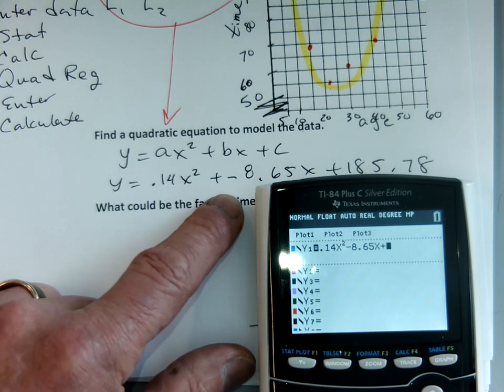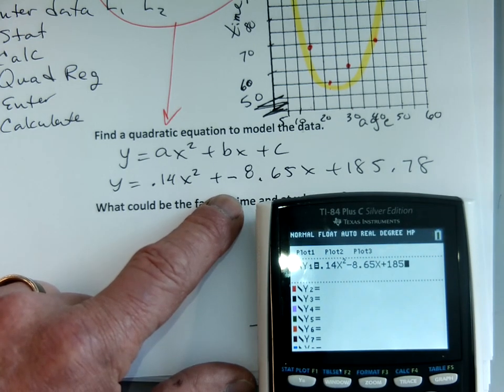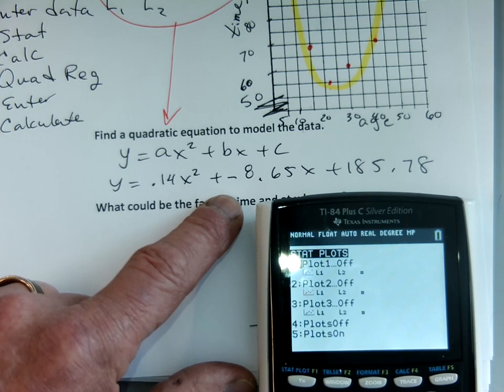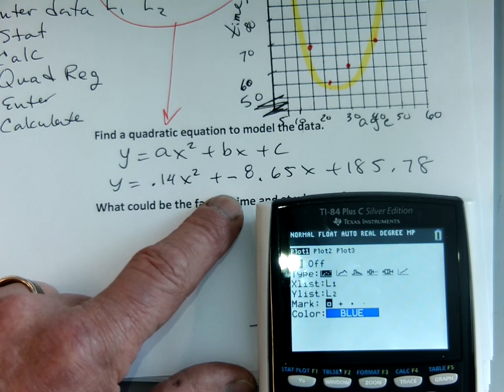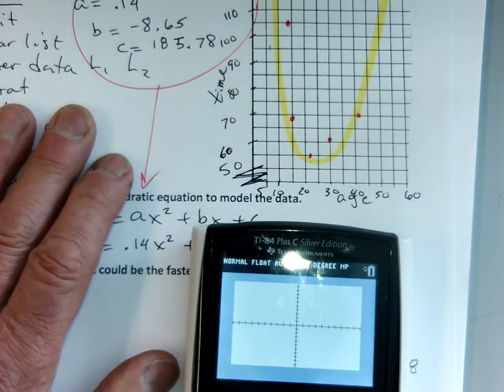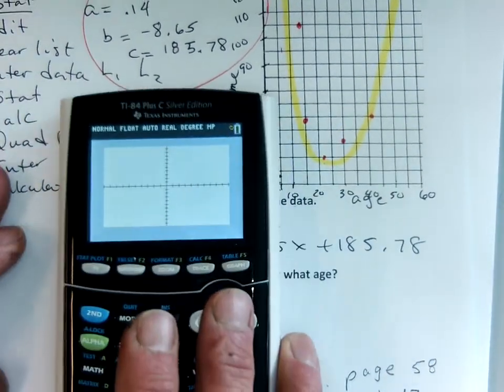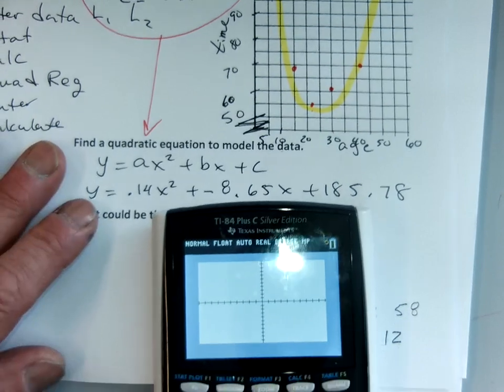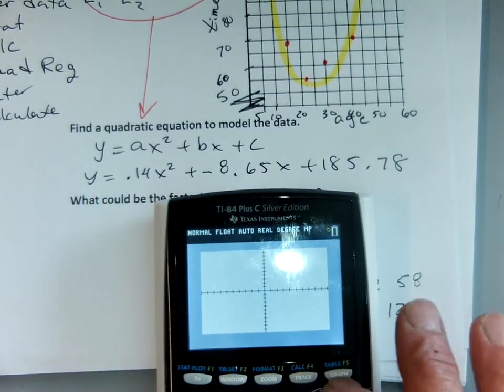8.65x plus 185.78. I'm going to go to my scatter plot and turn that on, and graph. I'm going to change my window significantly. The calculator will do a scatter plot, and it's also going to show my equation. I want to show that to you as soon as it's done.